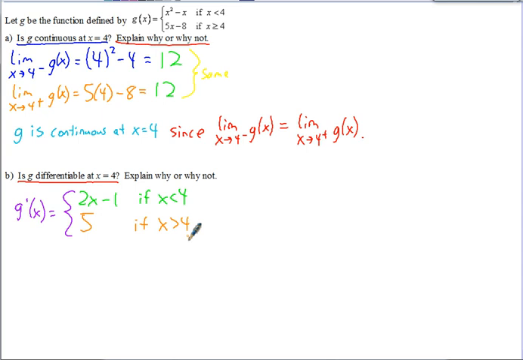The only thing I'm going to do is drop off the "or equal to" on the second piece because we don't yet know if the derivative exists at 4. If it does, we'll add that equal to back in. But right now, we don't know if it does, so we're going to leave it off for now. Otherwise, if you had it there, it would mean the derivative at 4 is 5, which could be, but we don't know that yet.